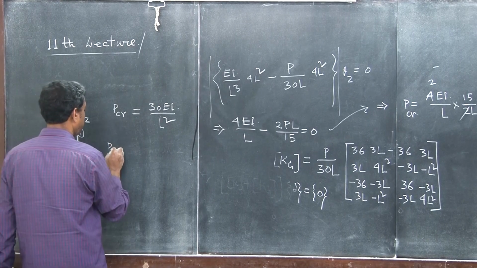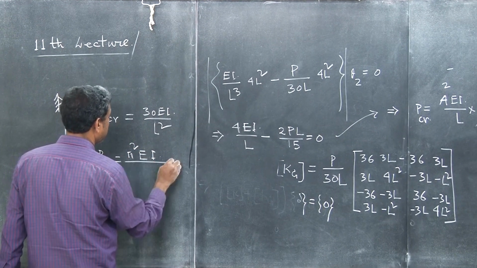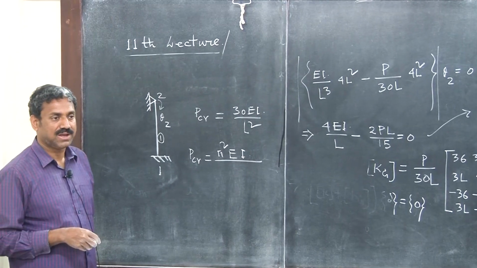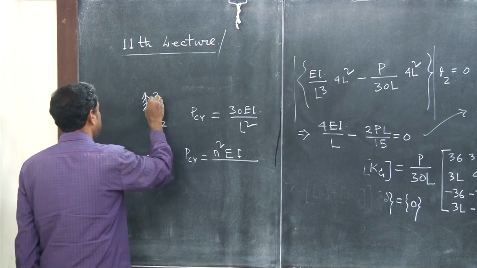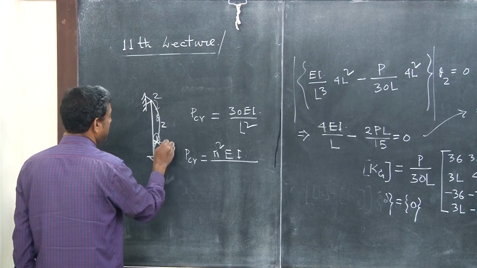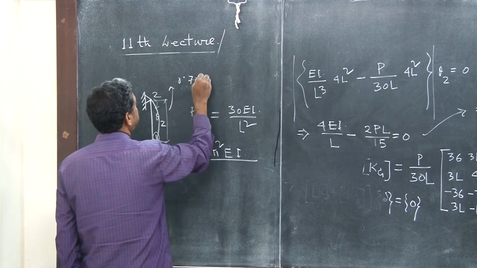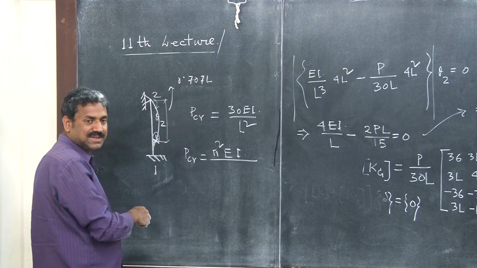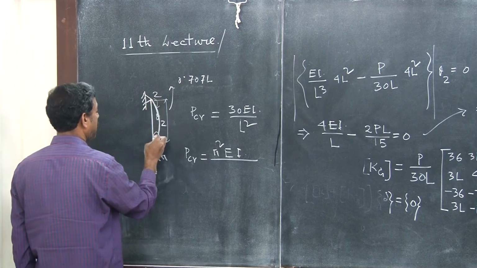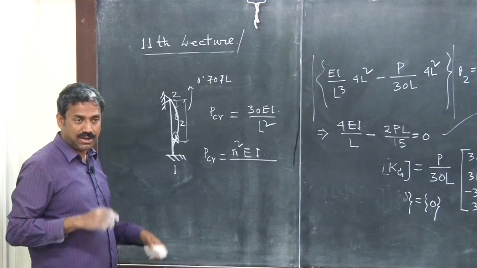Now, what do you get from whatever you have learned in your undergraduate course? P critical was pi square EI upon L square. What is the effective L for this one? It is 0.707 L, right? Because the shape is something like this and then it will come like this, so there is a point of contraflexure. I think this distance was around 0.707. Here there will be hogging curvature and then there is a change in curvature, so there will be an equivalent hinge over there.